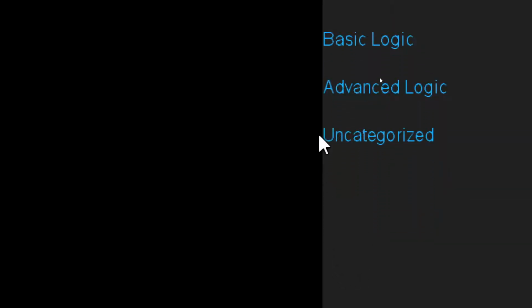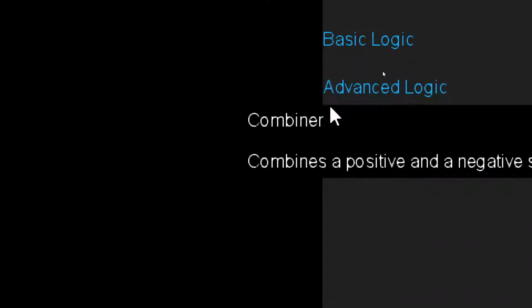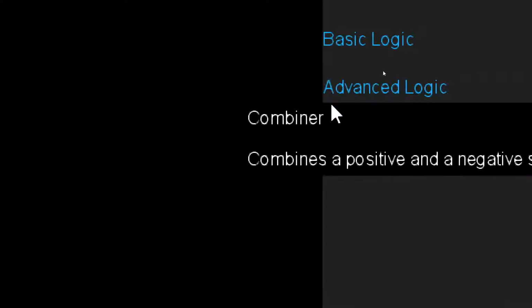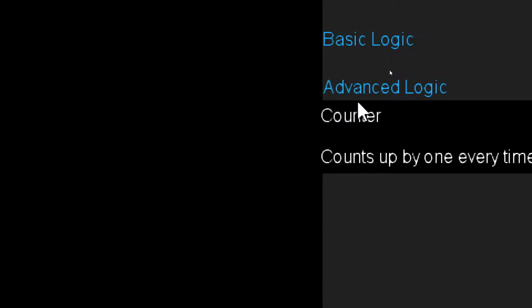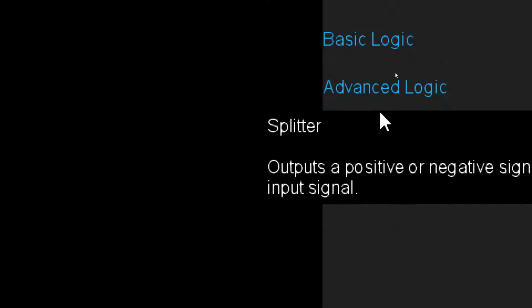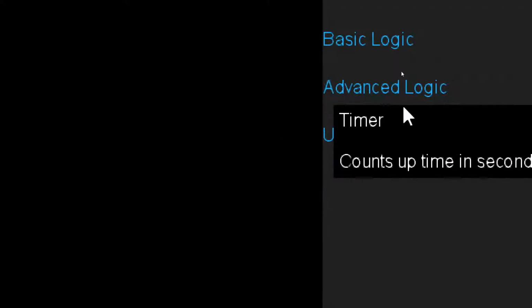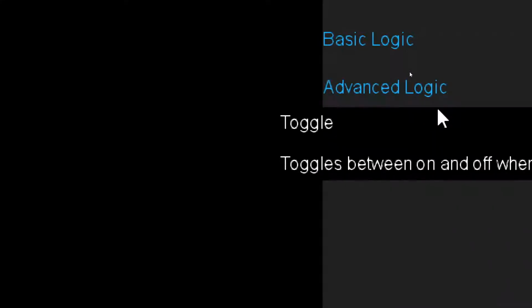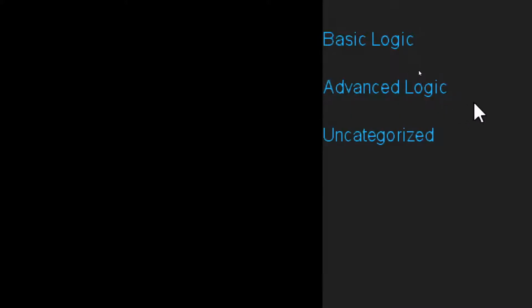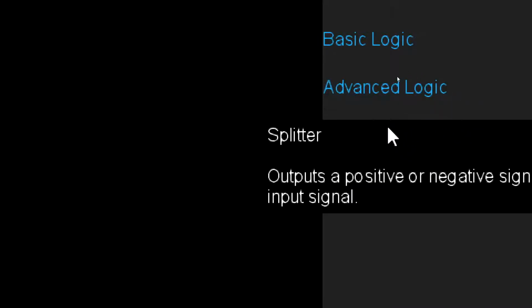And then we have our advanced logic, which includes a combiner that takes two signals and combines them into one. A positive and a negative signal becomes a combined signal. We have a counter, which counts up by 1 every time it receives a signal. We have a splitter, which takes a combined signal and splits it into its positive and negative components. We have a timer, which tracks time when it receives input. And we have a toggle, which toggles between on and off when it receives an input. These are your bog standard LittleBigPlanet objects.